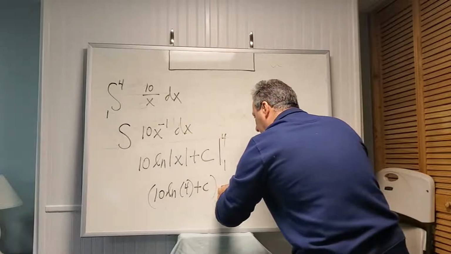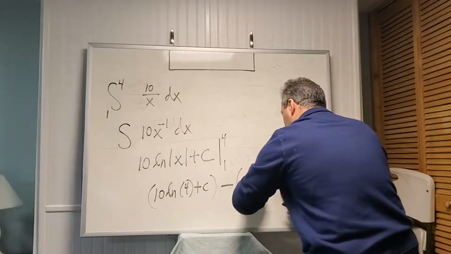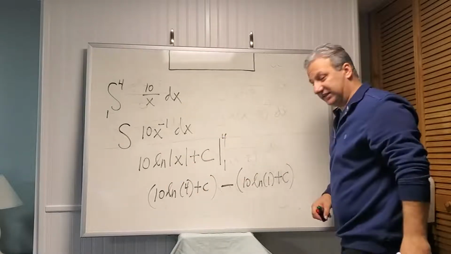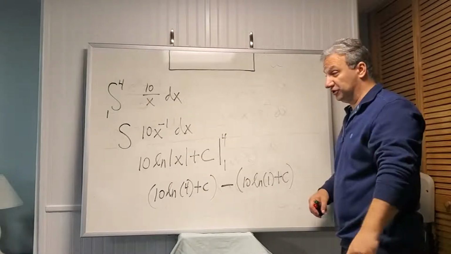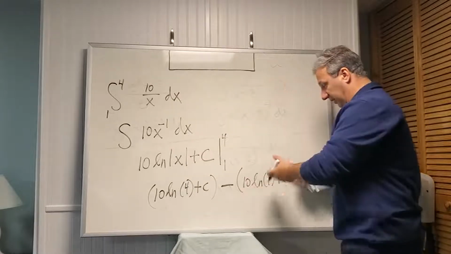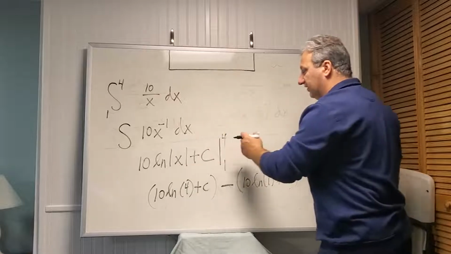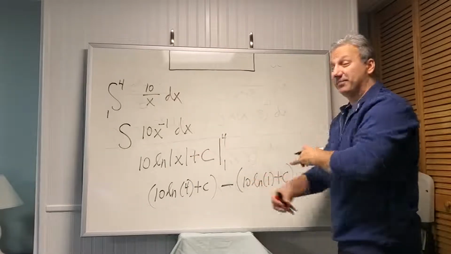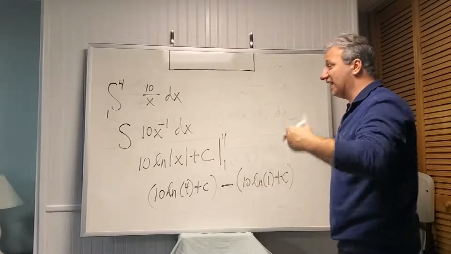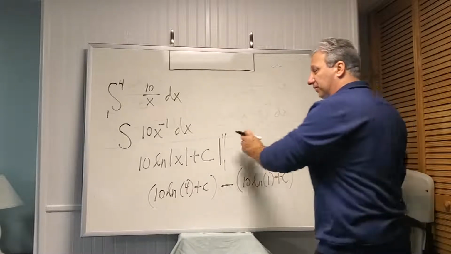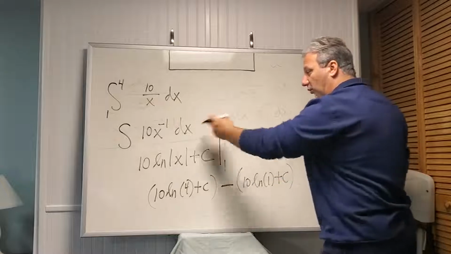Plug in the bottom number. Take your calculator out and get me an answer. That's what you do. Plug in the top number, plug in the bottom number, subtract it out. It's top plugged in, evaluated, minus the bottom, plugged in by the fundamental theorem of calculus. Again, I need you to have gone through the fundamental theorem of calculus through our videos. So you plug in the 4, get a number. Plug in the 1, get a number.